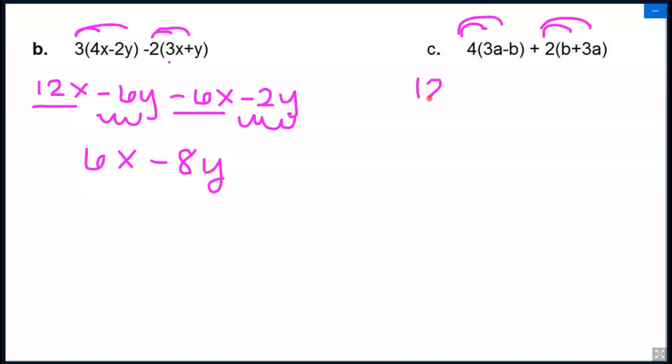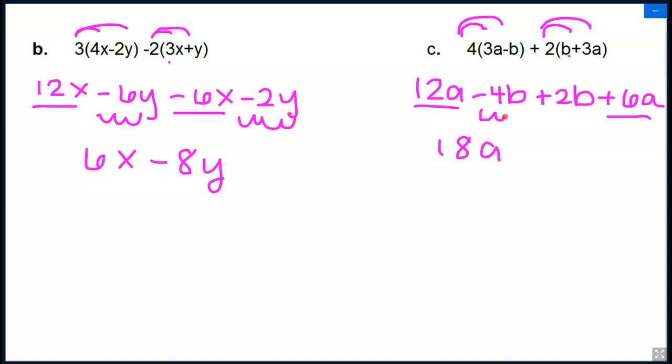Four times 3 is 12a. 4 times negative b is negative 4b. 2 times b is 2b. And 2 times 3 is 6a. A's to A's gives 18a. B's to B's gives negative 2b.